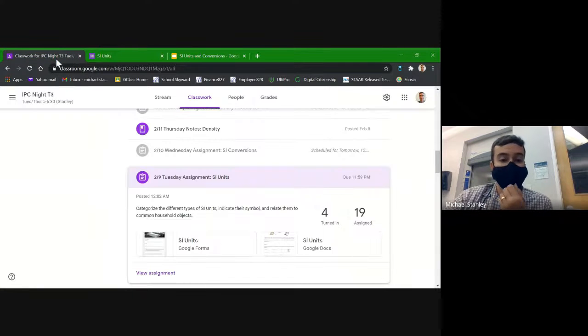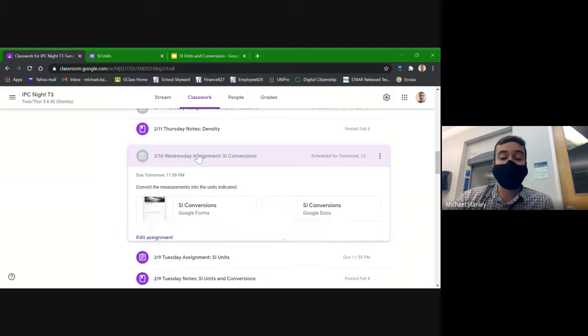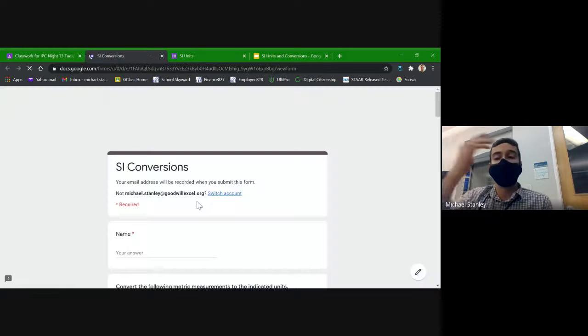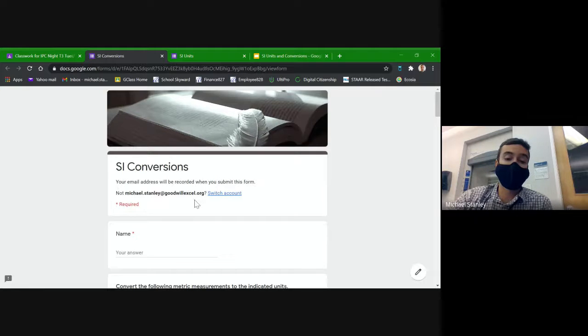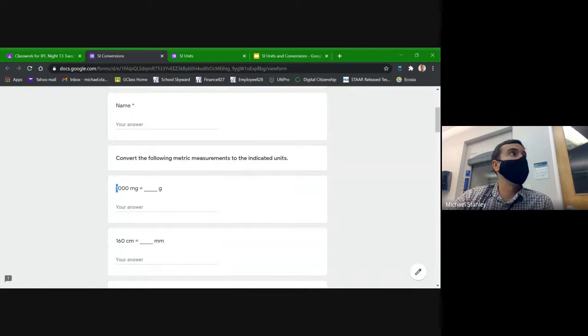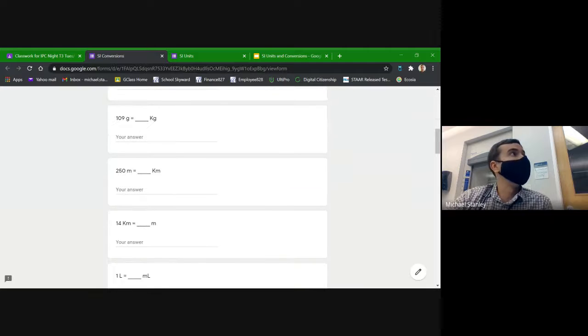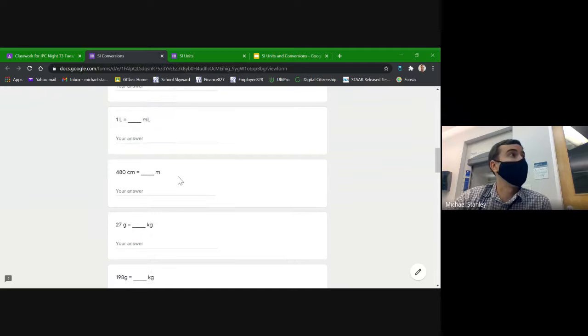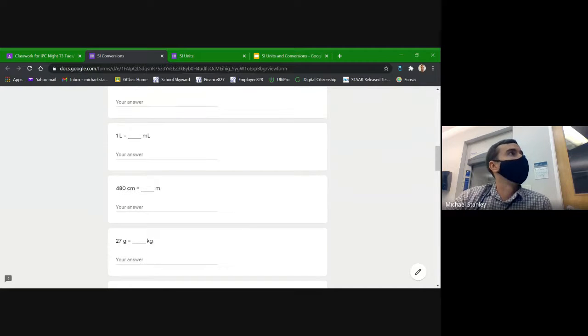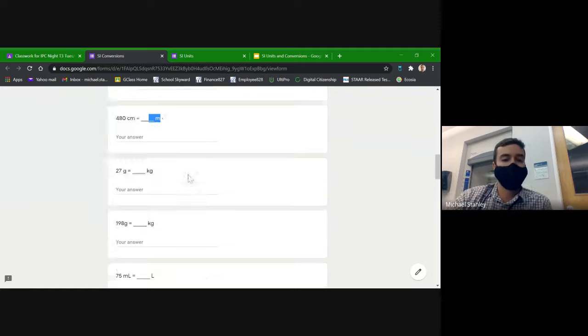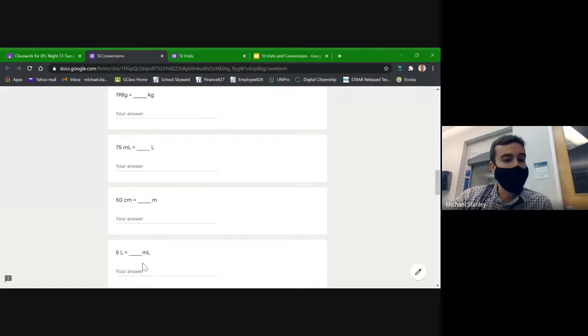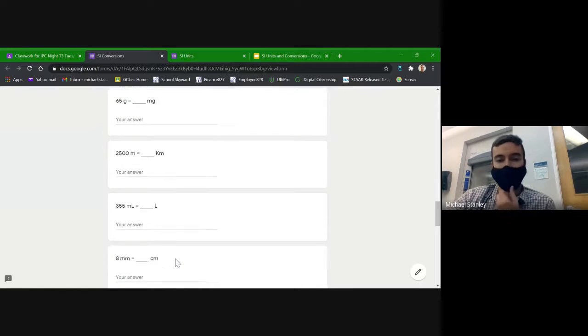And then Wednesday, so tomorrow's assignment is all about those conversions that we were just doing. It's a whole bunch of different examples where I give you a starting value and I want you to tell me the ending value. So how many grams are in 1,000 milligrams? How many kilometers are 250 meters? How many meters are 480 centimeters? How many milliliters are 5 liters? So on and so forth.